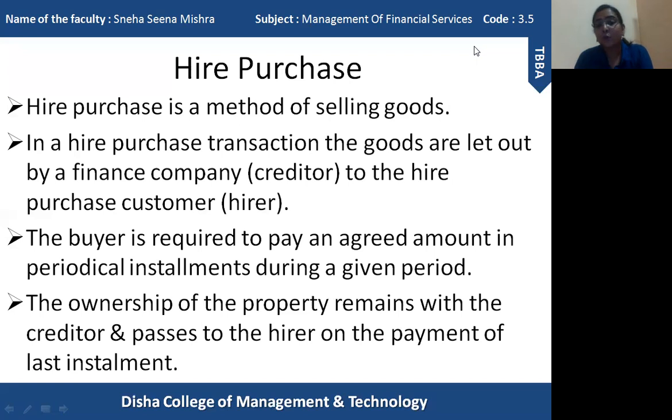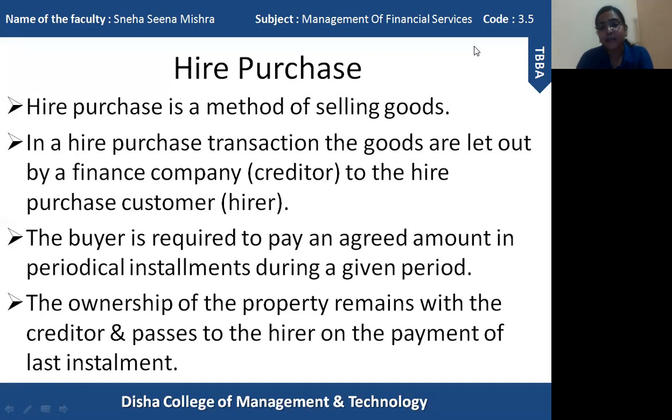Now come to the ownership of the property. Usually what happens when you pay the entire amount of money, you become the owner of the goods, property, or whatever it may be. But what if you have paid a certain percentage of the product?